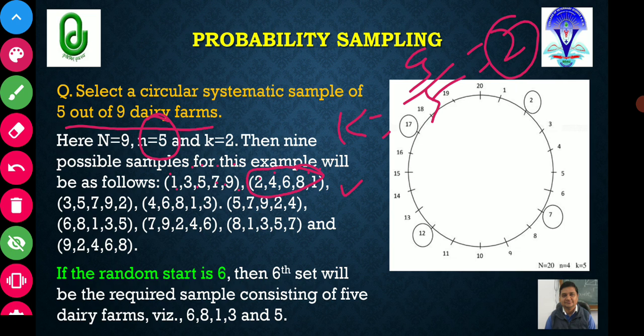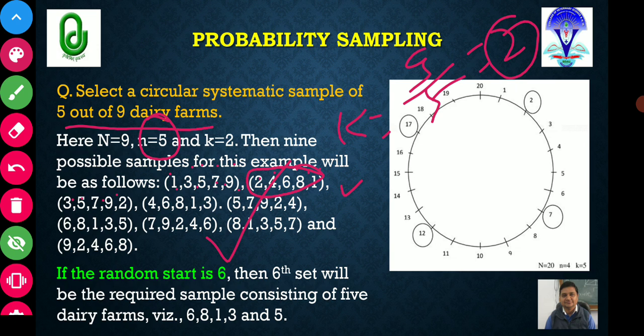Suppose I am starting with 3. So what we will do? We will be adding 2. So 3 plus 2 is 5, plus 2 is 7, plus 2 is 9, and plus 2 it will be 11, but the 10th and 11th are not there. So we will go for 1 and 2. So this is the way we are selecting in circular fashion. Where it is ending, the cycle will again start.